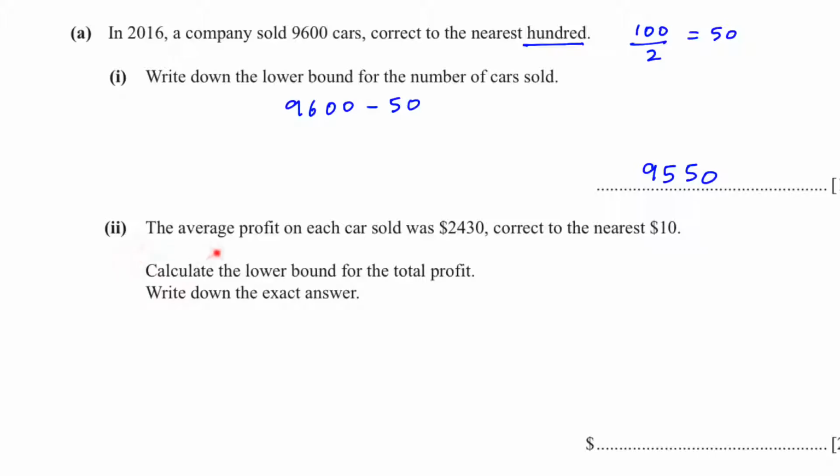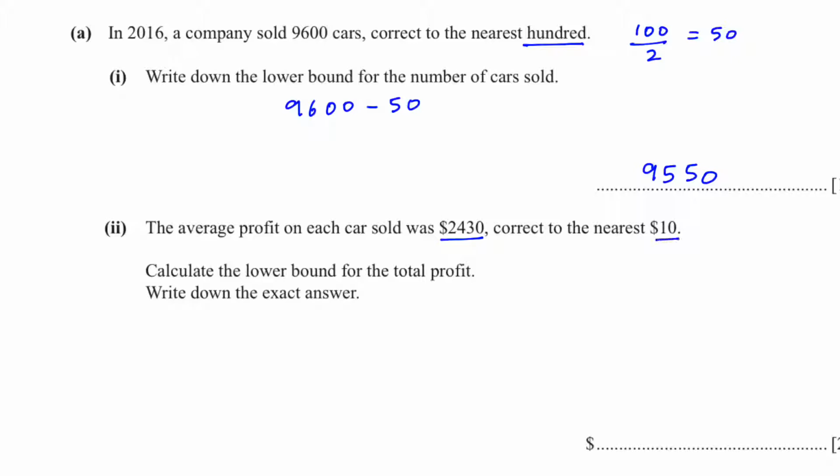Next question. The average profit on each car sold was 2,430, correct to the nearest 10. Calculate the lower bound for the total profit. Write down the exact answer. The total number of cars sold is 9,600 and the profit on each car is 2,430. So we have to multiply the total number of cars by the profit per car. But we need to find the lower bound for 2,430.